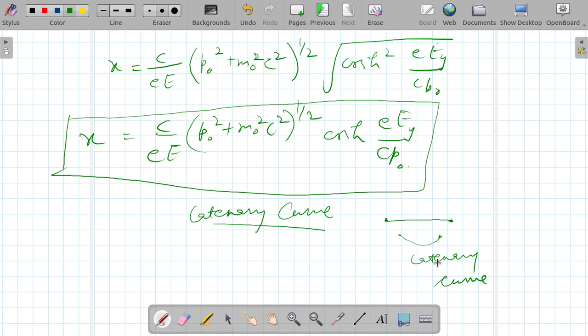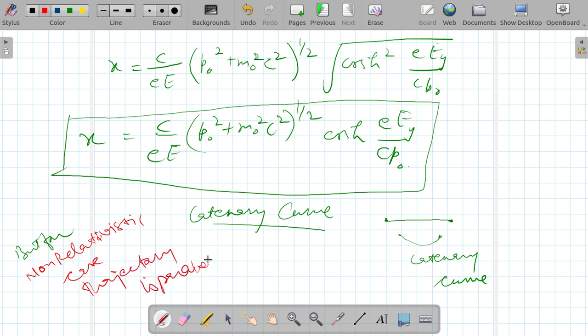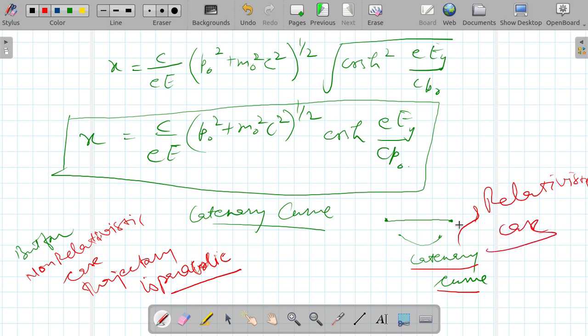Catenary curve, it's not a parabola, but for the non-relativistic case the trajectory is parabolic. But here the trajectory is catenary for the relativistic case, right? So with this the article will be closed. So thanks for watching this video.